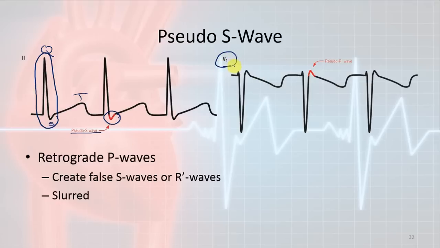The same thing can happen in V1. If this is a retrograde P wave, I might not know that. So if I just look at this right here, I'm going to assume that's an R wave, that's an S wave, and that's an R prime wave. I'm not going to know that this is a retrograde P wave unless I convert the rhythm to a sinus rhythm. And if this bump goes away and it just goes across like this with a P wave in front after I convert it, then I'll know that that was a fake R wave or a pseudo R wave.